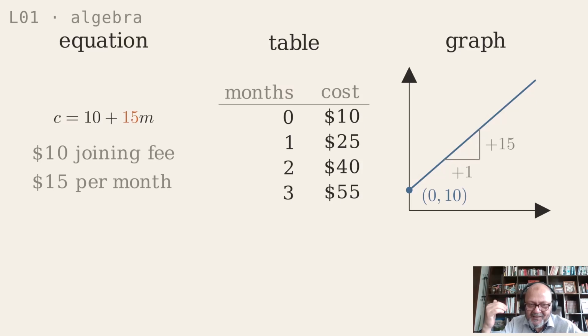The same number 15 appears in three different forms, right? In the equation, it is the coefficient of m. In the table, it is the repeated increase in cost. On the graph, it is the slope of the line. So these are not separate ideas.